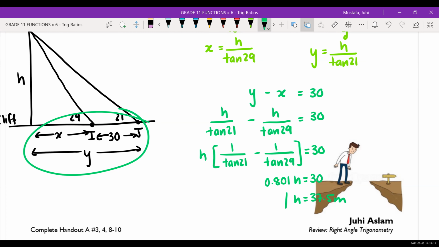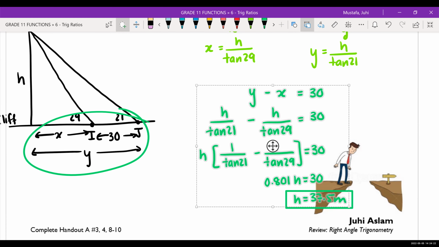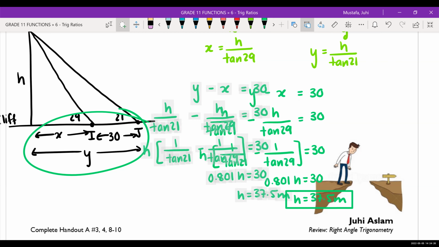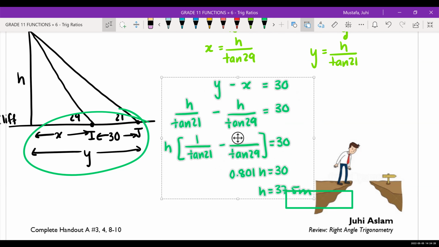So I got 0.801. Did you guys get that as well? Yep, and then you're just going to go 30 divided by that number to give us a final answer of the cliff being 37.5 meters tall. I'm just going to move that over here.